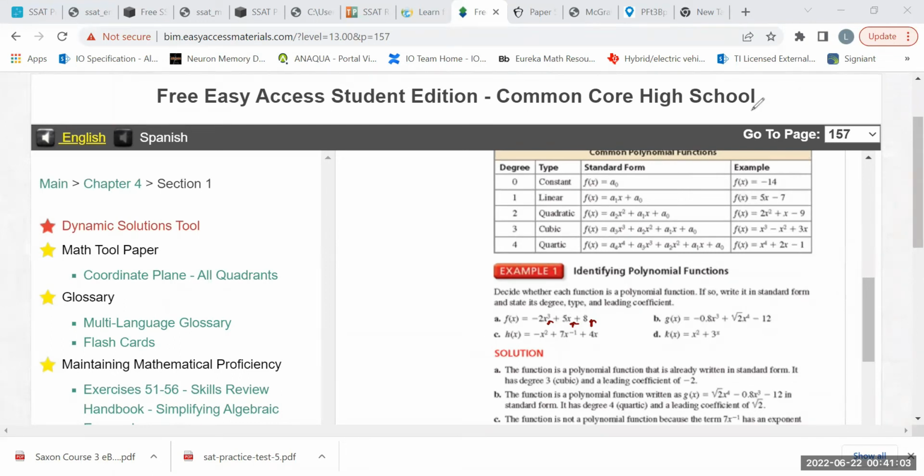All right, can you try out question B? And yeah, before that, what type of polynomial is this? This is a cubic polynomial. The leading coefficient is -2, right? And the degree of the polynomial is 3. Now try out part B.